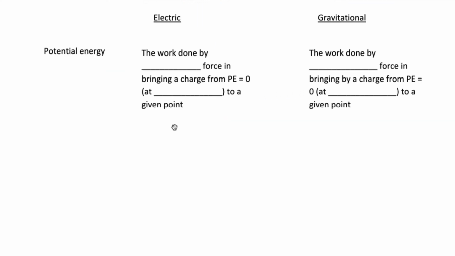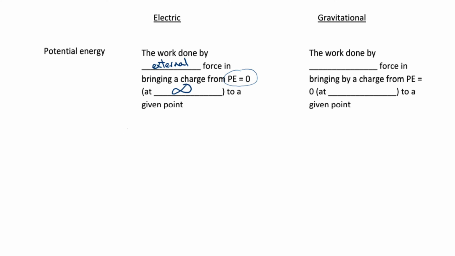We're going to look at definitions and formulas for potential energy and potential for the electric and gravitational situations. So again, the potential energy in the electric situation is equal to the work done by the external force, that was my hand in the examples above, in bringing a charge from a potential energy of 0, which we've defined as being at infinity, to a given point.